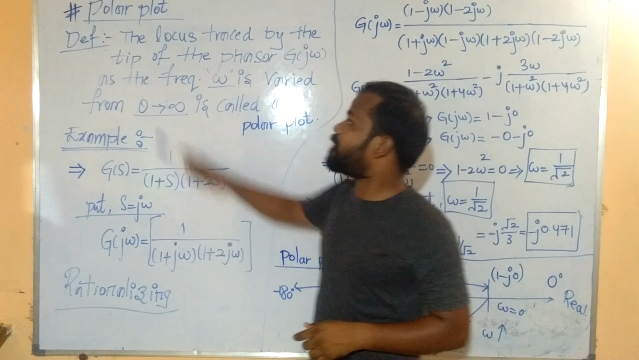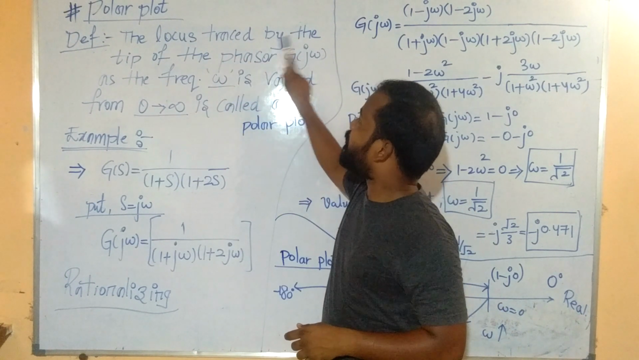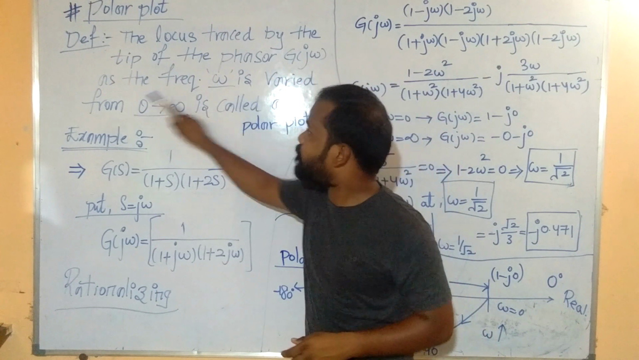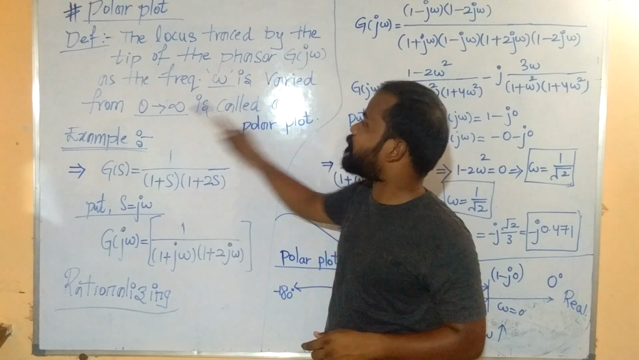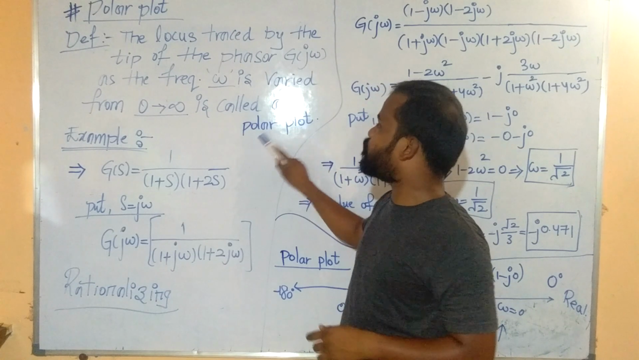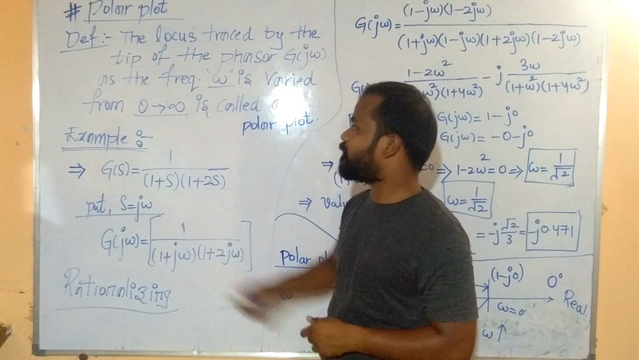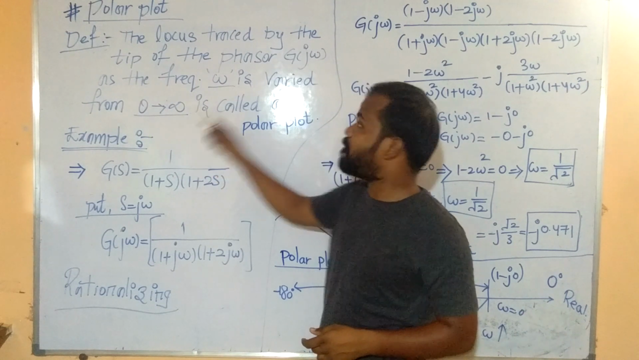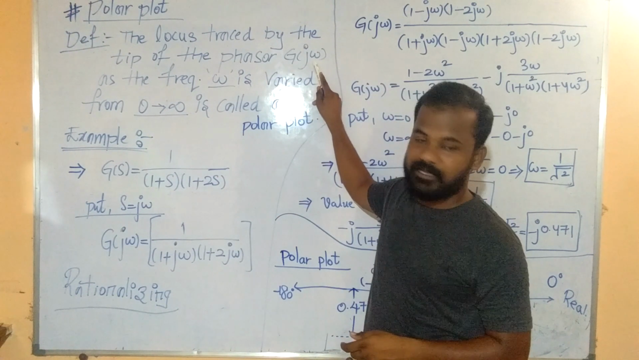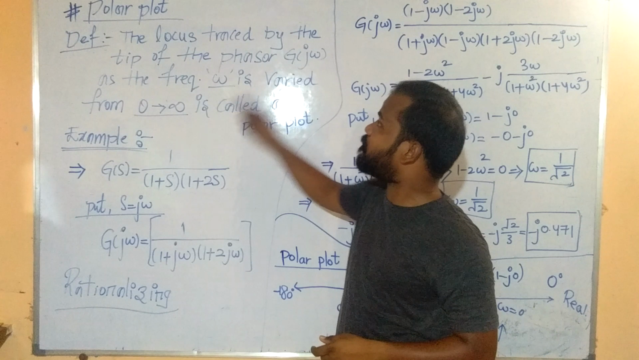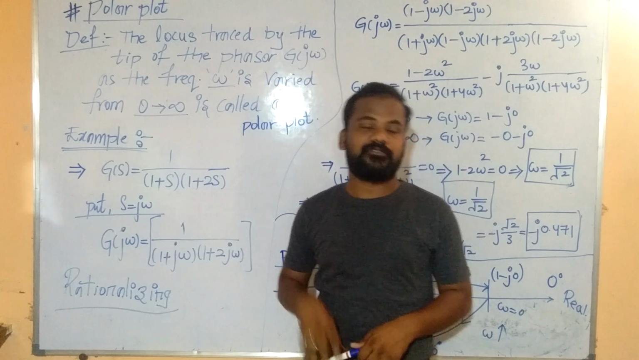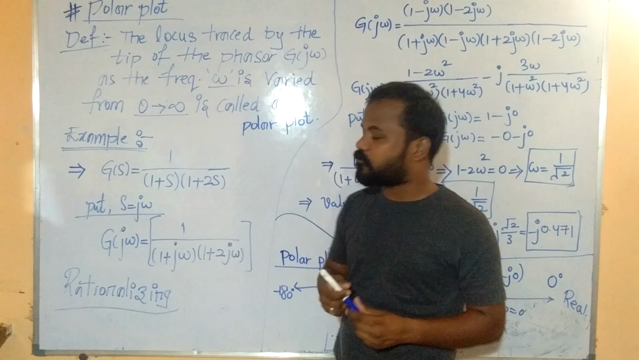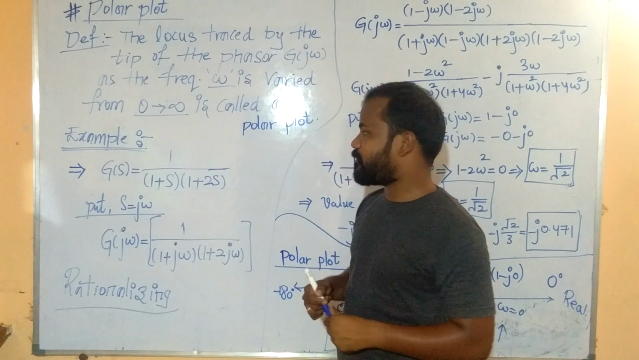Once again, the locus traced by the tip of the phasor G of j omega as the frequency omega is varied from 0 to infinity is called the polar plot. Simply, whenever we vary omega from 0 to infinity, the value of G of j omega changes. Depending on this variation we get one locus, and that locus is called the polar plot. For that we have to follow some procedure.